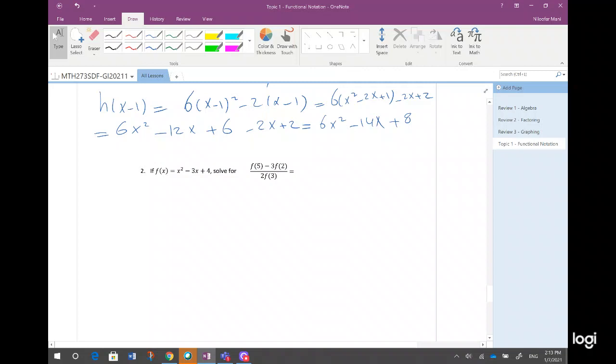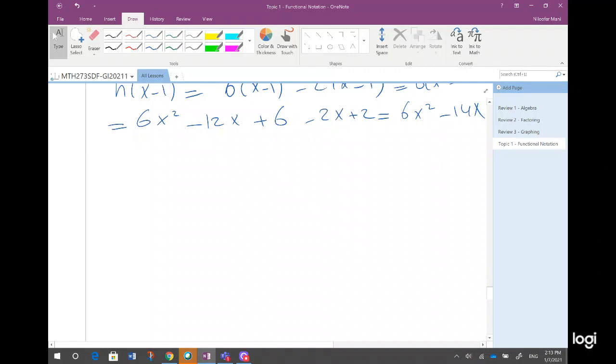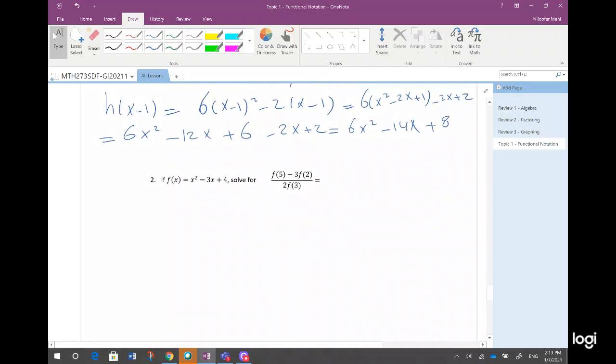How about this one here? Okay, so I better zoom. Okay, so find f of 5. So f of 5 is 5 squared minus 3 times 5 plus 4, which is 25 minus 15, which is 10, plus 4 is 14.